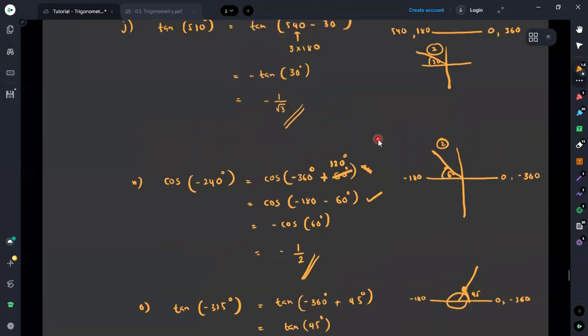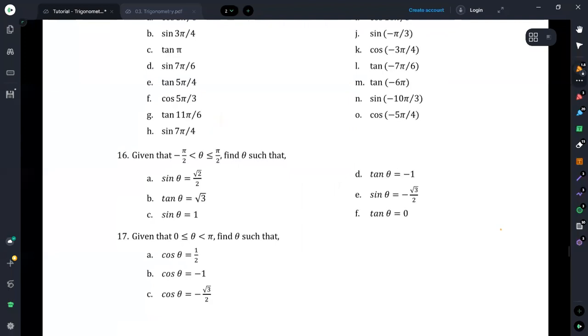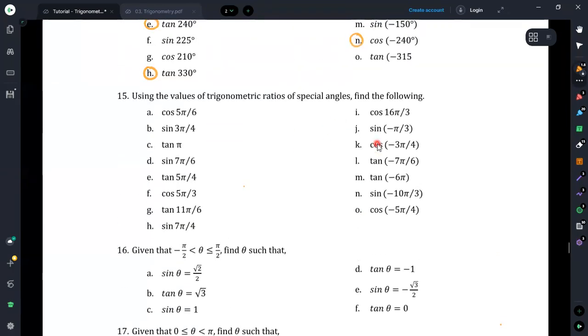Now we will move on to the discussion of the next one. It is question number 15. In question number 15, I will take the discussion of part B. Here I will discuss part B, then E. Thereafter, I will take I, J, L, and O into consideration.